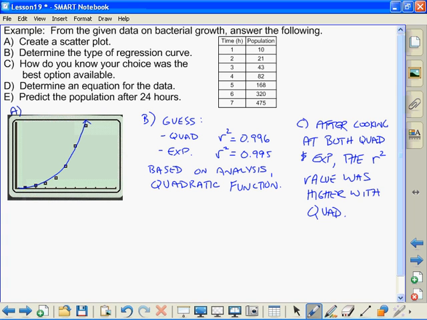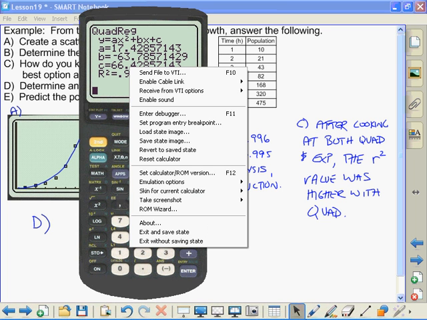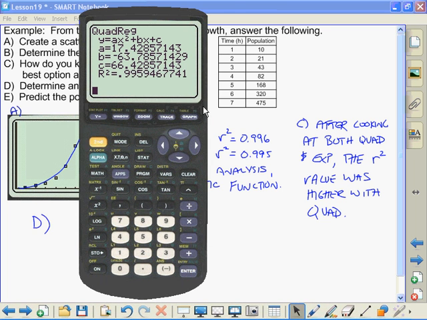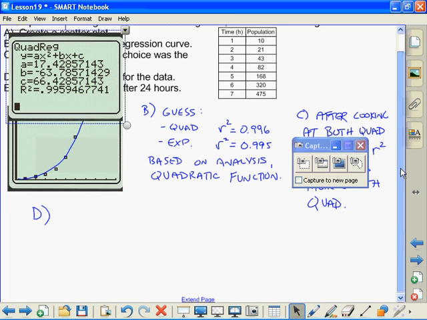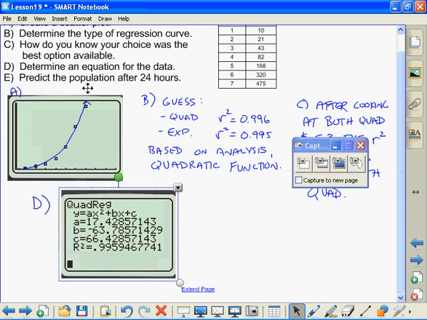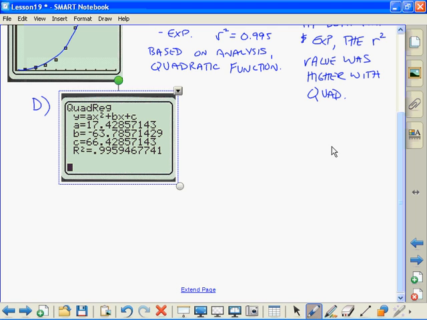D part, determine the equation. Not too difficult, because you just need the graphing calculator display screen. It's all there for you. There's the quadratic, that's why I did it again as well. I'll do a screenshot so I can bring that in, and make a bit of room. Okay, so the equation will be, and it's all there for us, y equals, with the A, B, and C values all there.